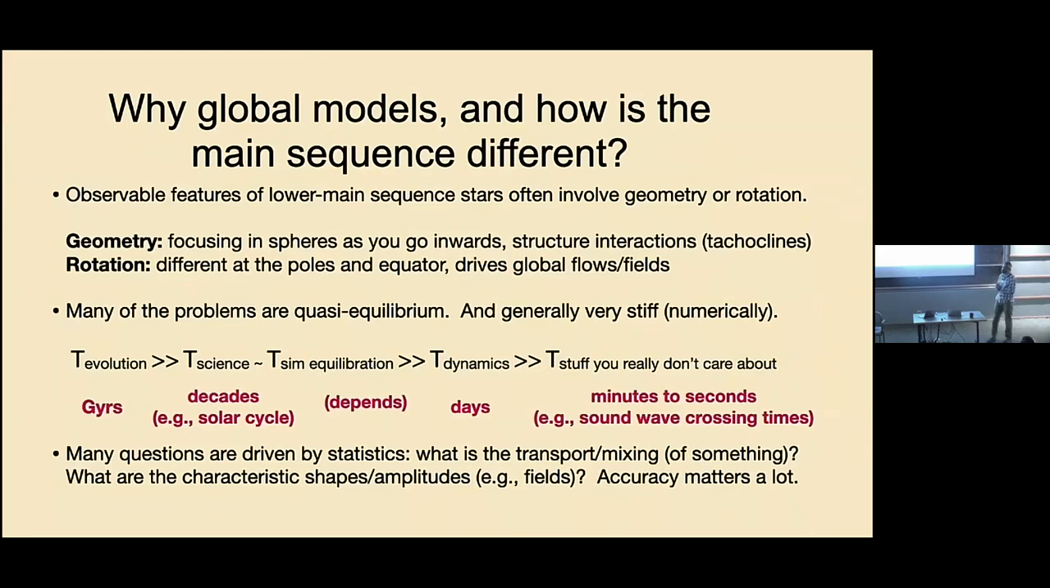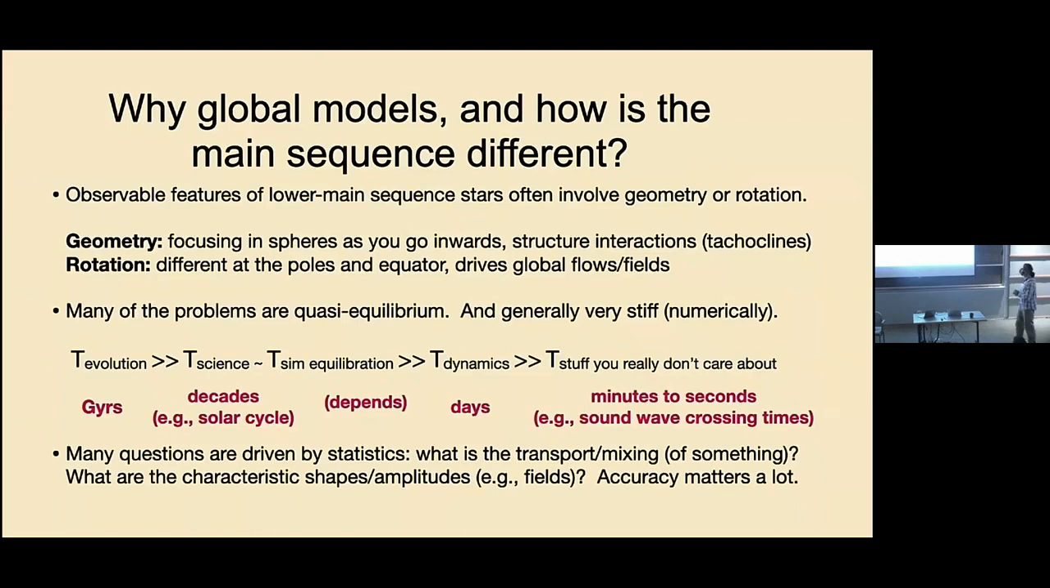Rotation, for example, is different at the poles of a star than at the equator, and so you kind of need spherical geometries if you want to see the effect of rotation across the different parts of a star, at least for some problems. A lot of the problems of main sequence stars are quasi-equilibrium, and generally they're very numerically stiff.